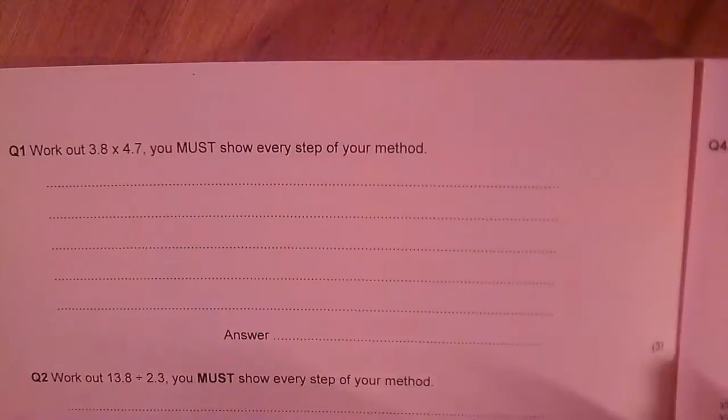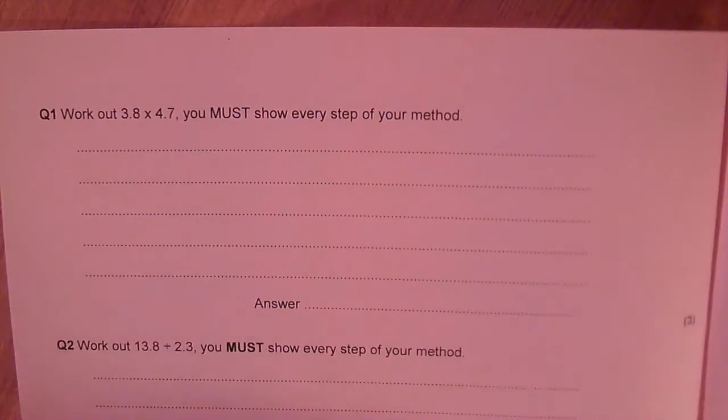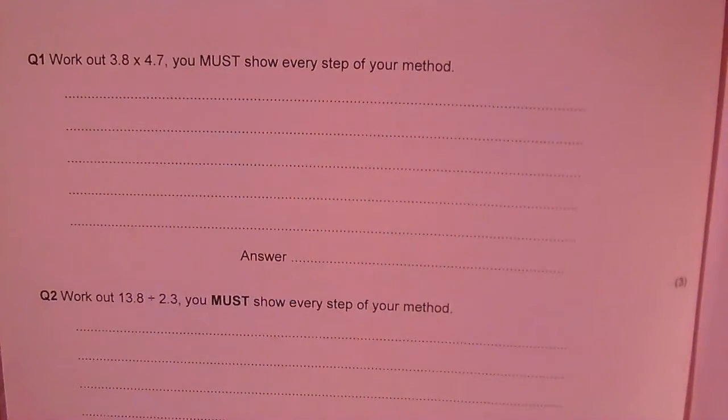However, some of the skills tested were your non-calculator skills, which is why you were required to show a method in some of the questions. So let's have a look at 3.8 times 4.7. And let's work that out, showing every step of your method.